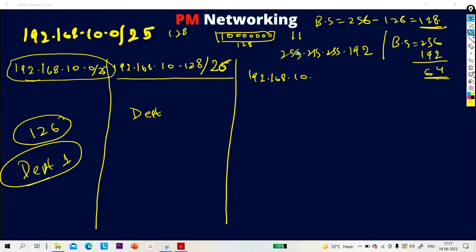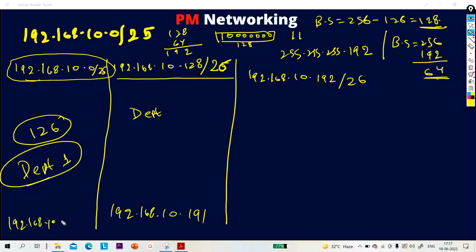192.168.10.128 plus block size, that is 64. So 192.168.10.192, /26. And the last IP address of this network will be 192.168.10.191. The last IP address of the network for department 1 is 192.168.10.127, right? So there you can see in department 1 there can be 126 users.